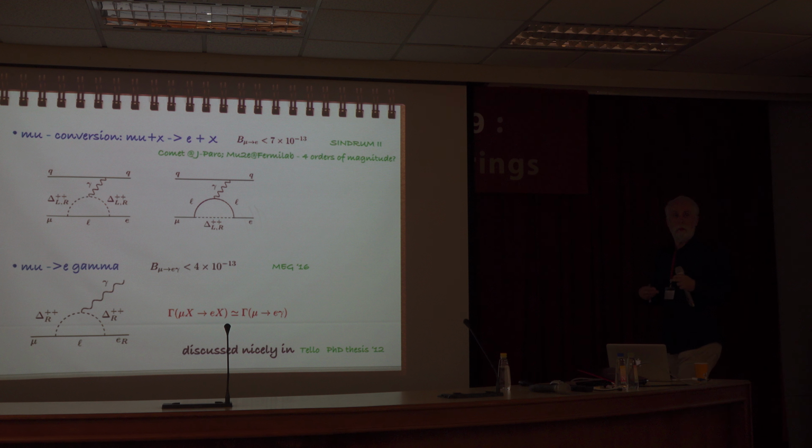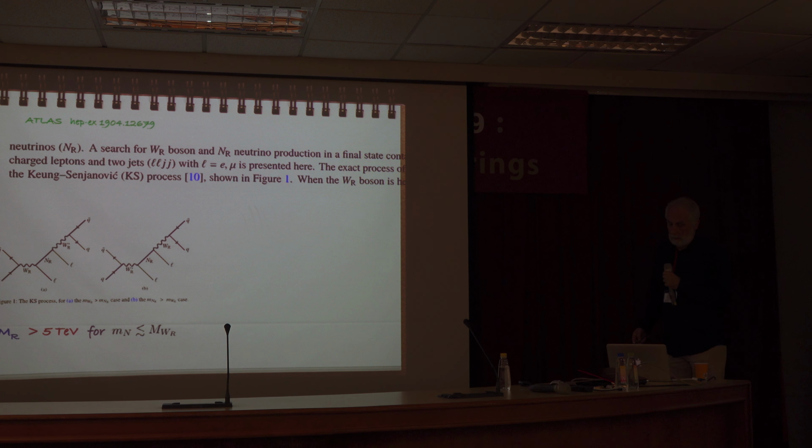Although you cannot make predictions, of course, you can never know in a theory beyond the standard model what is going on unless you hit the scale. There is a nice correlation, which is worth emphasizing, between mu going to e gamma and the muon conversion. Simply because, due to its charge, the dominant contribution is from these doubly charged particles. And it's very easy to see that they are more or less of the same size. This has been studied in the PhD thesis of Lepton, my ex-student, with whom I have been working in recent years.